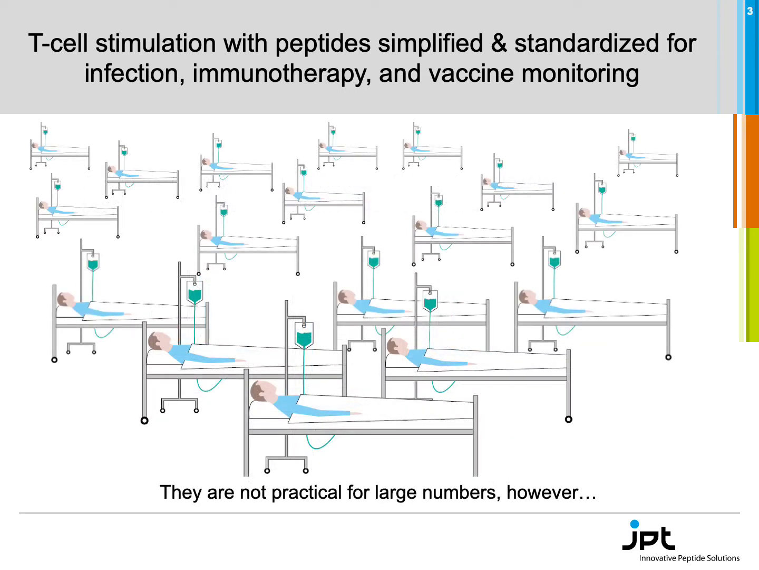However, for monitoring large numbers of individuals, the traditional assays are too complex. While typically antigen-specific T-cells are monitored clinically by ELISpot or intracellular cytokine staining, the routine application of these methods for hundreds, thousands or even tens of thousands of patients will be too labor-intensive and costly.